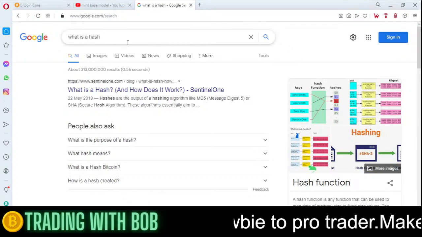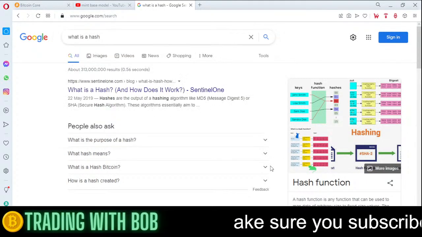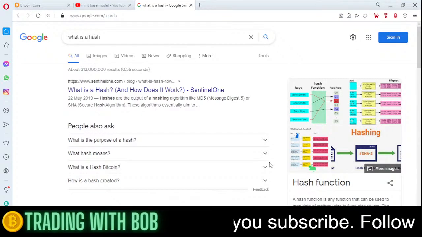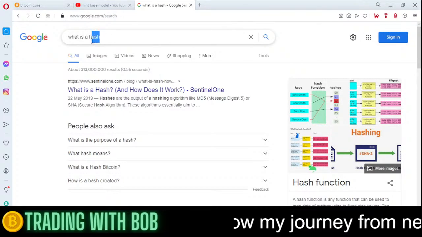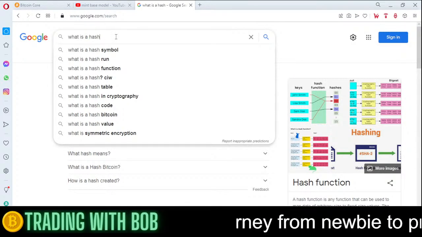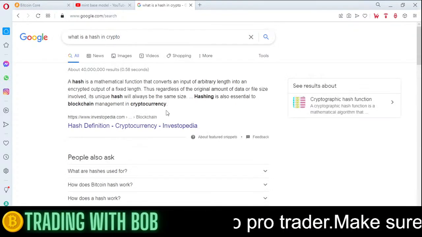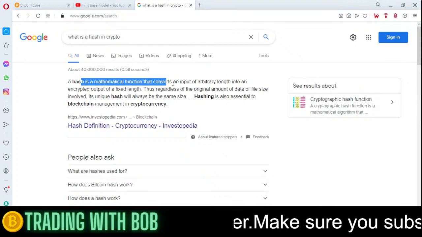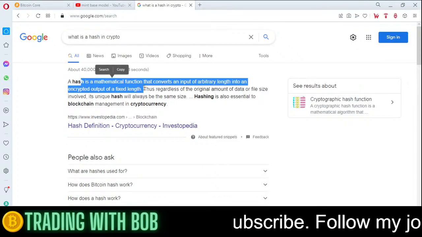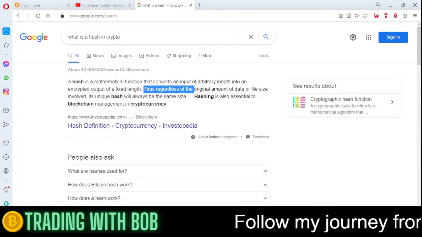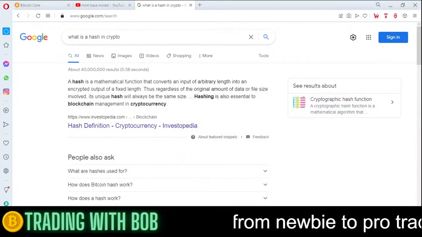A hash function is a function that can be used to map data of arbitrary size to fixed-size values. Okay, so a hash is a container, I guess. It contains something, I think. What is a hash in crypto? A hash is a mathematical function that converts an input of arbitrary length into an encrypted output of fixed length. Okay, so what? I don't get that, man.